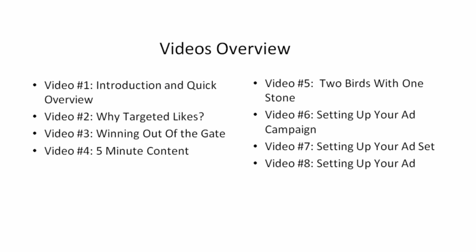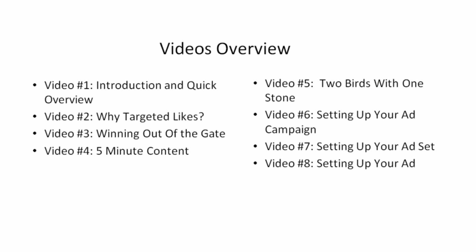Video number 3, we're going to talk about what it means to take that data that you have received and then apply it to the more expensive markets so that you can actually win out of the gate. Video number 4, we'll talk about how to create content fast, so 5-minute content. In other words, how to create content that actually converts. Video number 5, we're going to talk about 2 birds with 1 stone, which is basically a conversion factor.